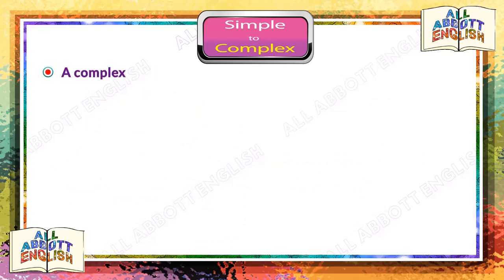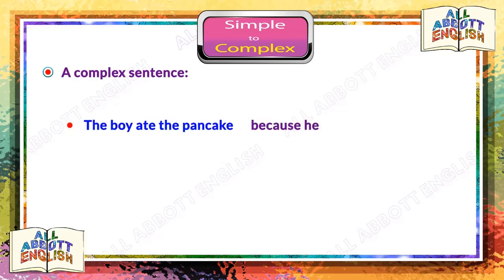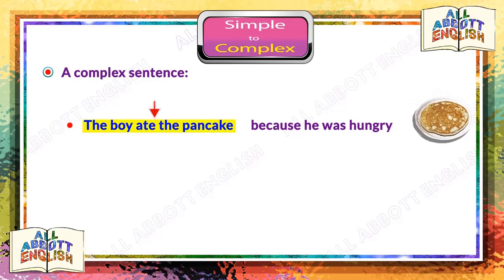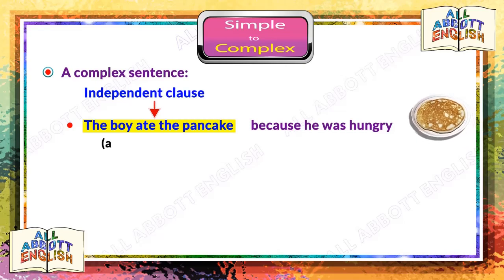A complex sentence has an independent clause and a dependent clause. The boy ate the pancake because he was hungry. The boy ate the pancake is the independent clause. It is a complete thought. In other words, it can stand alone as it is a complete sentence.